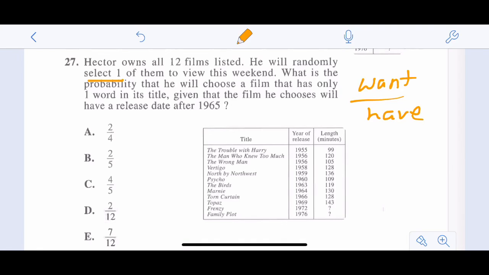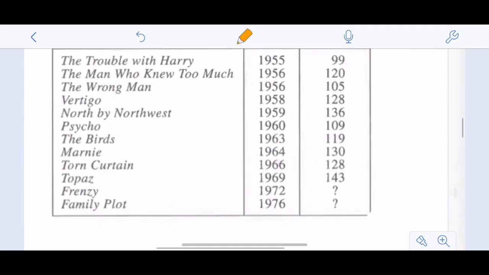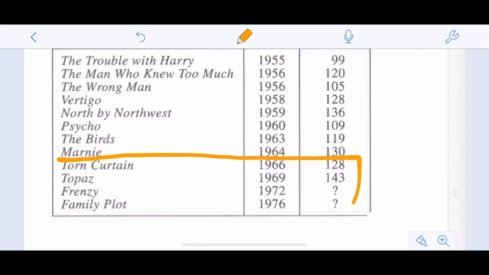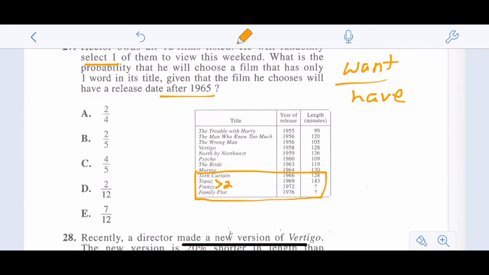Okay. Probability will choose a film that has only one word in its title, given that the film he chooses has a release date after 1965. Release dates after 1965 are just these 4 films here, and 2 of them have one word in the title. So what do we want? 2 that have one word. What do we have? 4, so 2 fourths, or 1/2, and 1/2 isn't there, so it has to be A.